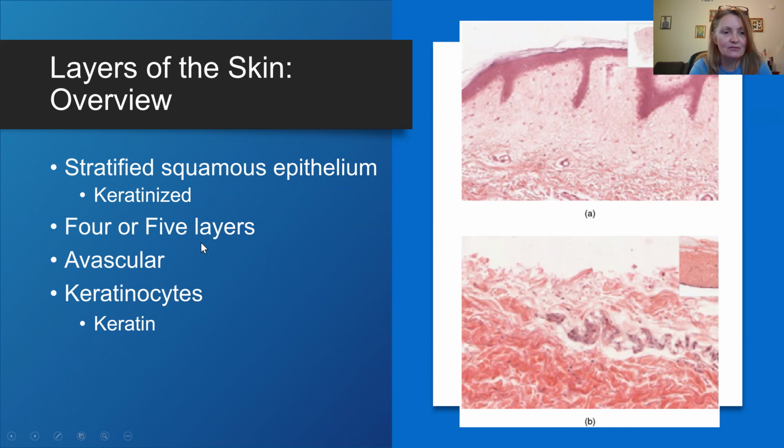So how many layers do we have? We have 4 or 5 layers, and we have 5 in areas where we have thick skin, the palms and soles. So 4 or 5 layers, and we call it thick skin. If it's thin skin, we will have 4 layers. The epidermis is avascular, like epithelial tissue. All epithelial tissue is avascular. The major cells are called keratinocytes, and one of the jobs of keratinocytes is to synthesize a protein called keratin.